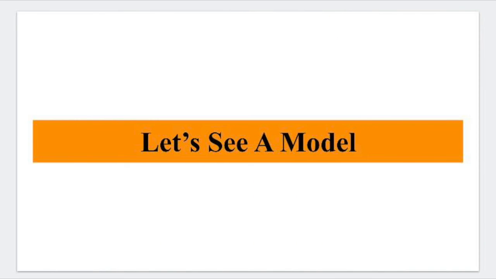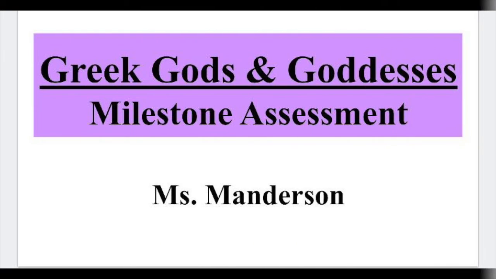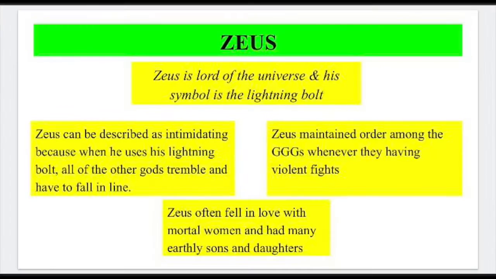Now let's look at my model. You'll see this page. It will have space for your name, and then your completed organized page will look like this. So we read about Zeus, and one of the things that we learned as we read about Zeus was that he is the Lord of the universe, and his symbol is the lightning bolt. So right there I have stated his title and his rulership and his symbol. So you want to do the same thing for the gods that you choose.